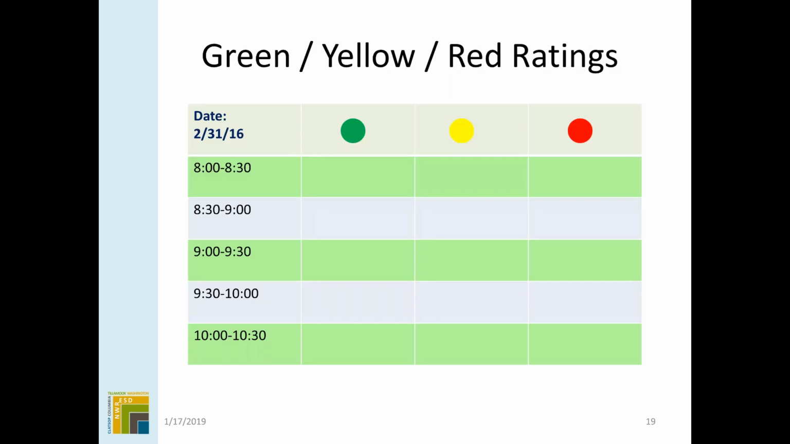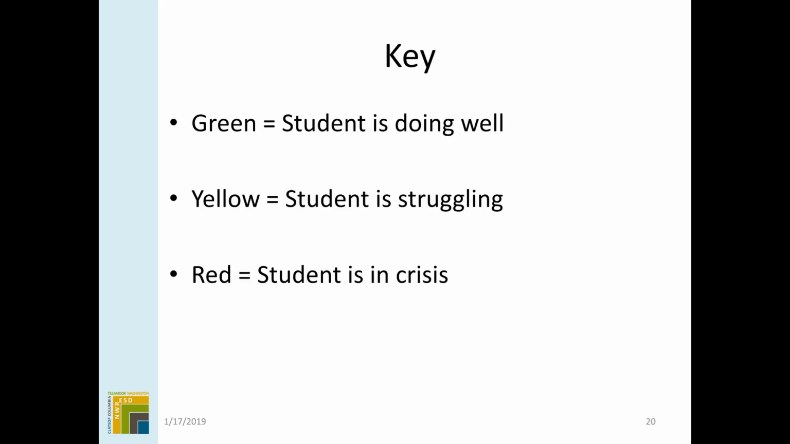So this form is very simple. We've got 3 categories: green, yellow, red. You can see that we have one form for each day. We would have this set up at regular intervals throughout the day. I set it up with half-hour increments just so that we can capture how the student is doing every half hour. Super easy. The adult will just check how the student is doing in each category. And this is the key.